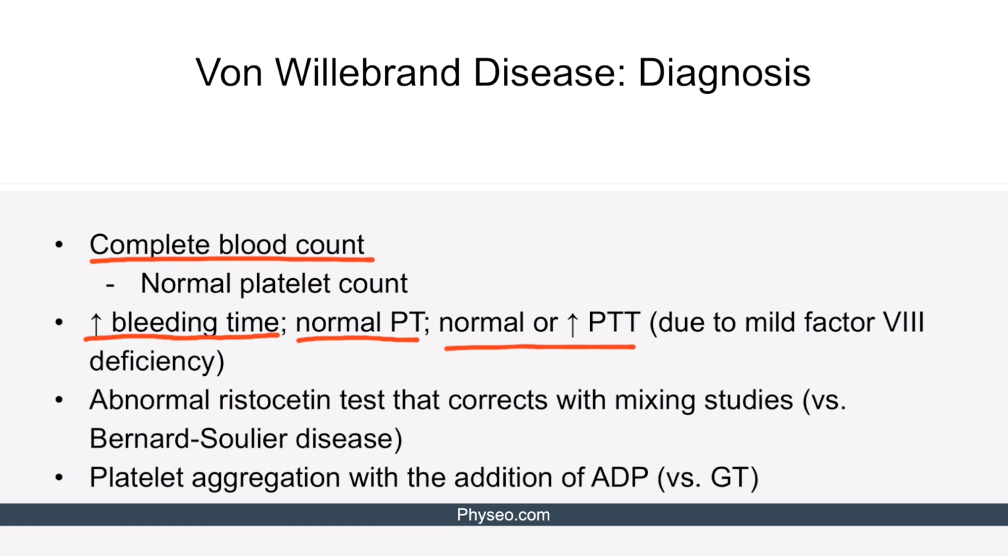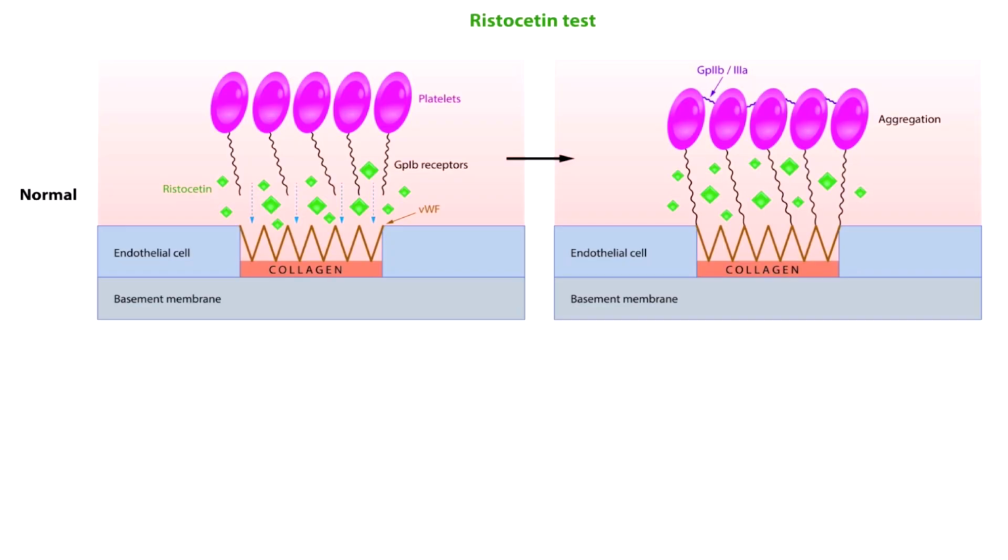Von Willebrand disease is also characterized by an abnormal ristocetin test. However, the ristocetin test results correct with mixing studies due to the mechanism that we explained before. This is in contrast to Bernard-Soulier disease, in which ristocetin test results do not correct with mixing studies. Additionally, platelet aggregation will happen with the addition of adenosine diphosphate. As we already mentioned, ADP upregulates GP2B3A receptors. Glanzmann thrombasthenia, on the other hand, will not reveal platelet aggregation with the addition of ADP, because it is characterized by GP2B3A deficiency.